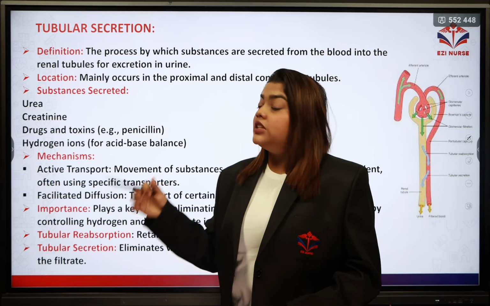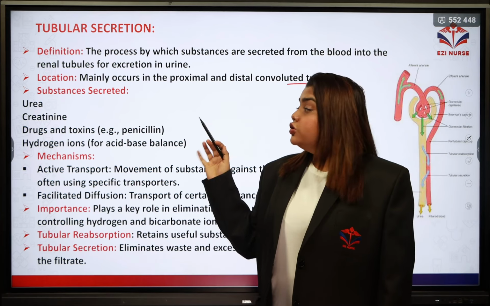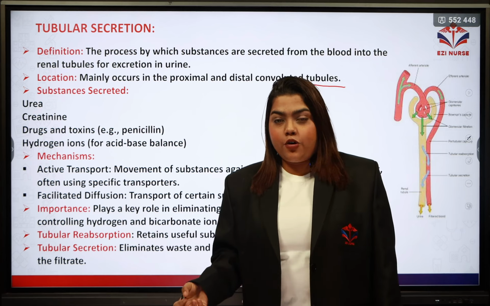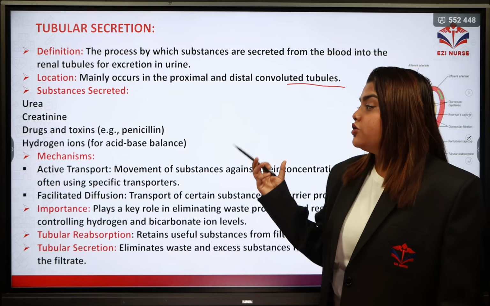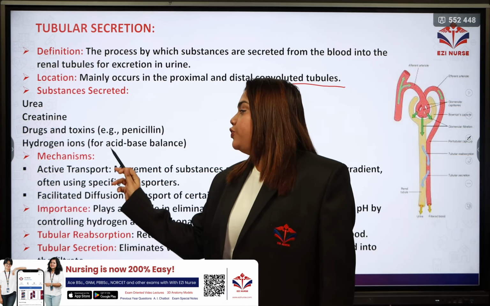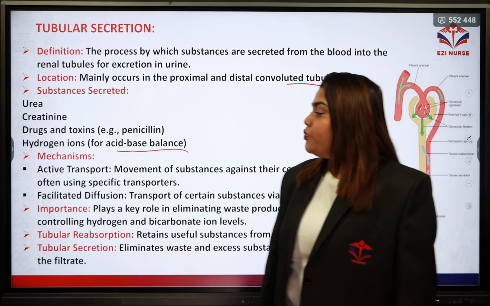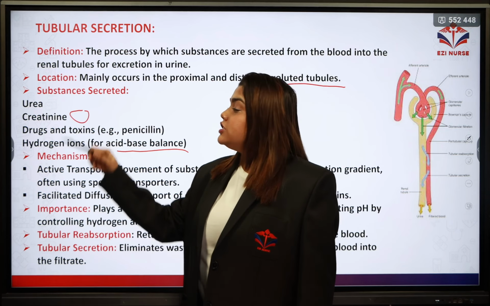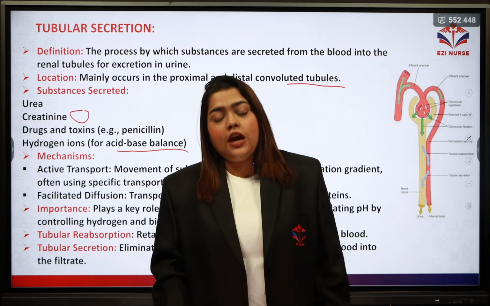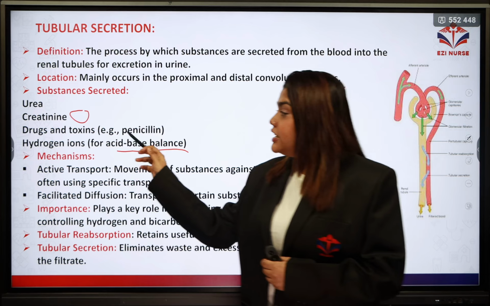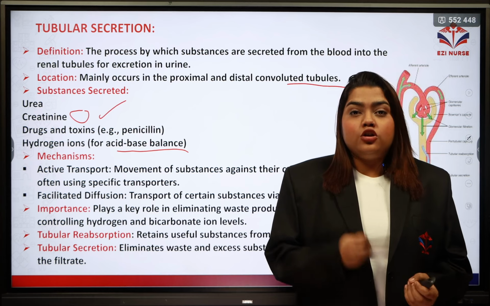So where is the location? It mainly occurs in the proximal and distal convoluted tubules. The substances secreted from the blood are urea, creatinine, drugs, and different kinds of toxins which are not good for health. Then hydrogen ions are secreted to maintain the acid-base balance of the body. Creatinine is the most dangerous or harmful substance. If someone's kidney has failed or is not working properly, the creatinine level will increase and that will make the blood toxic.